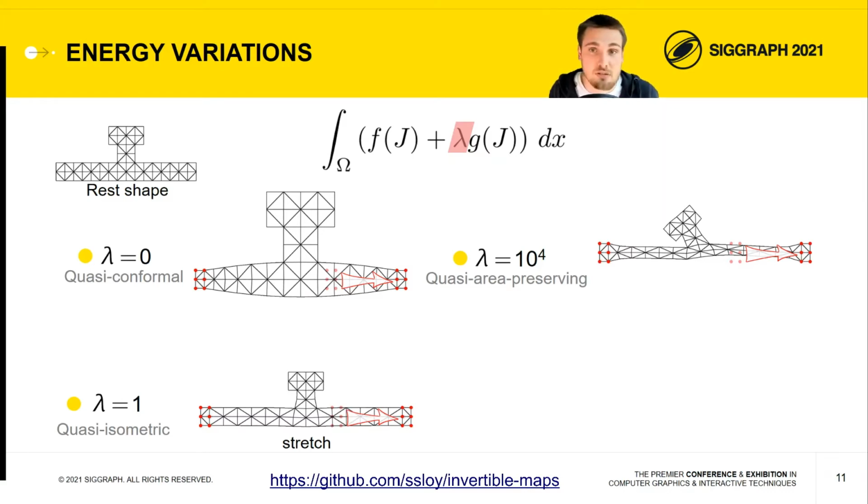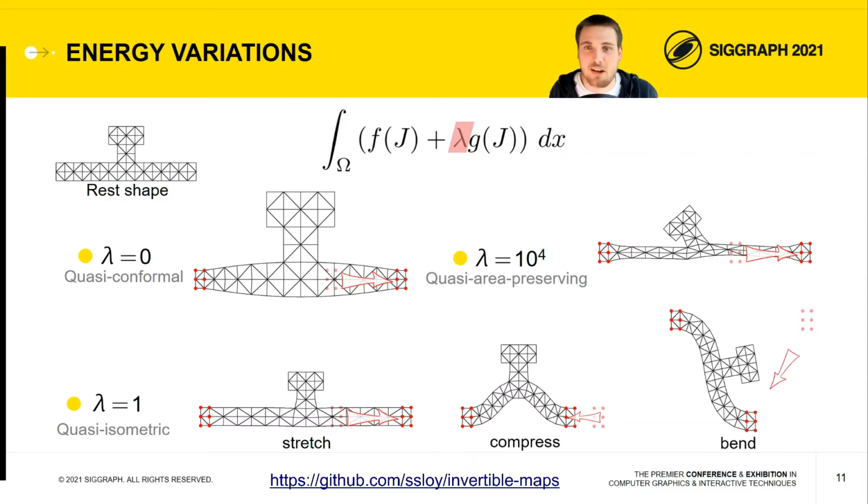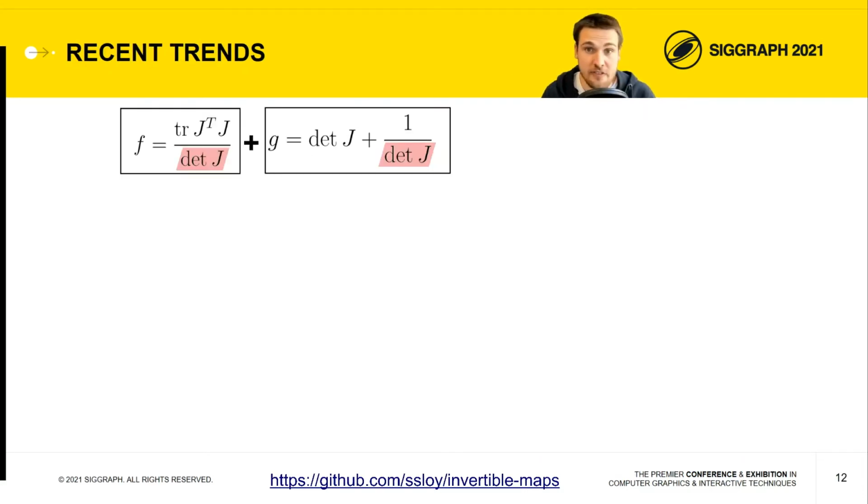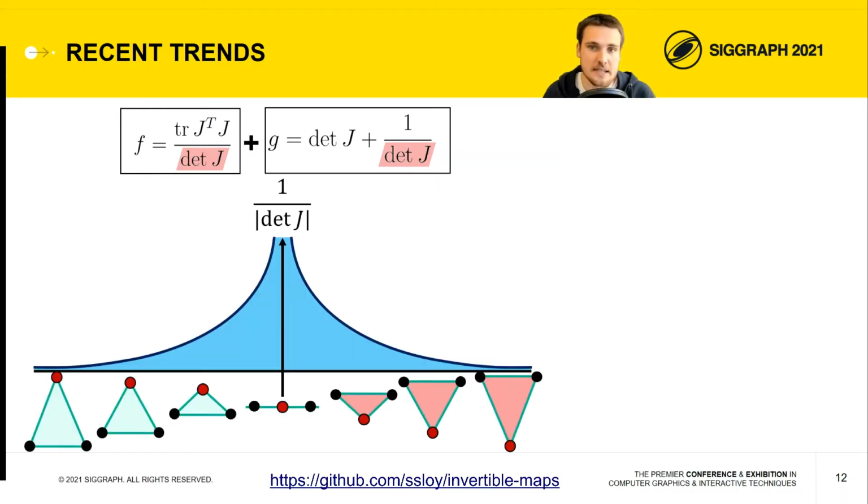And we can use it to do stretching, compressing, or even bending on our model, and our results are very elasticity-like. A key feature of F and J is that we divide by the determinant. This means that if we start with a non-inverted element, the energy possesses a barrier which will prevent any elements from inverting, as shown in the plot.